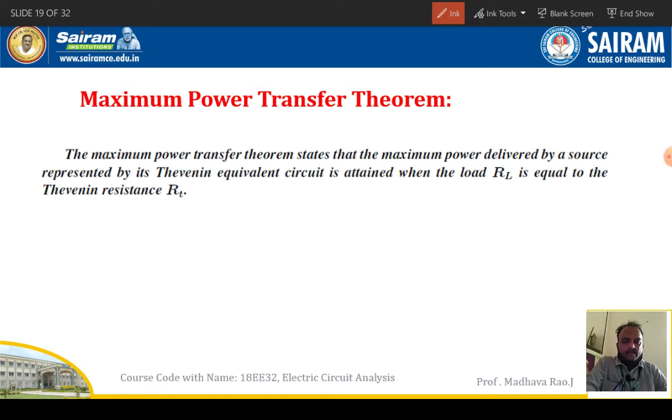So how to find RT? It is based on Thevenin's theorem. Here we are finding the RT. In a circuit consisting of voltage sources, current sources and resistors, the voltage source should be short circuited and the current source should be open circuited. Based on those two techniques, we find the Thevenin equivalent resistance. When the Thevenin's equivalent resistance and load resistance are equal, then the source will deliver maximum power.